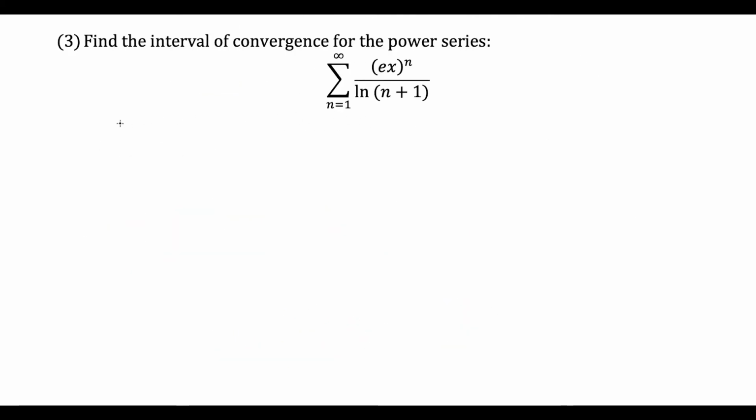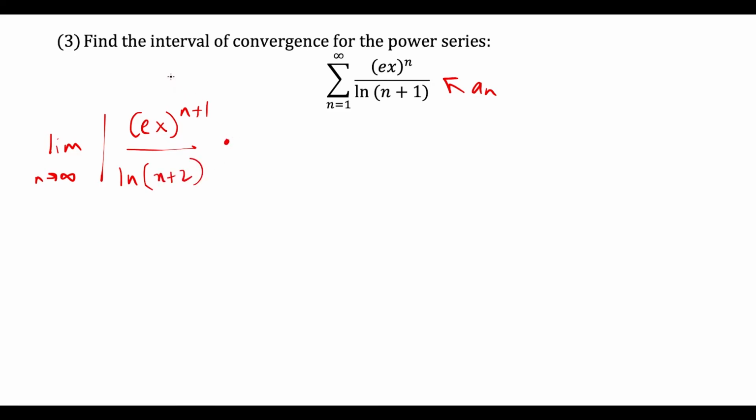So question 3, we have this power series, and we're going to start by using the ratio test. So we have the limit as n goes to infinity. Remember, this is our a sub n term, the starting term in our series. So we're taking the limit as n goes to infinity of a sub n plus 1, which is going to give us x to the n plus 1 over, and we'll have natural log, and if we replace n with n plus 1, we'll have n plus 1 plus 1, which is going to give us n plus 2.